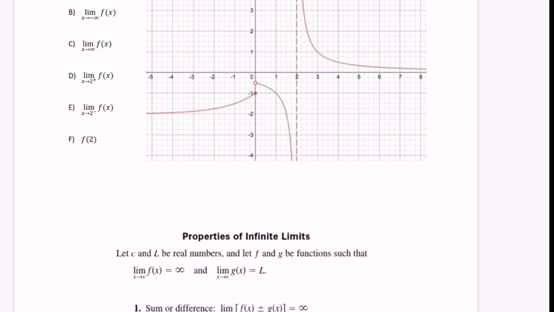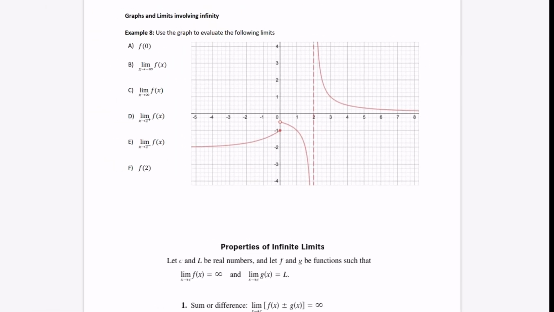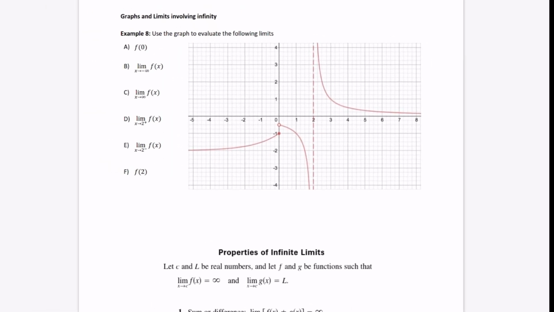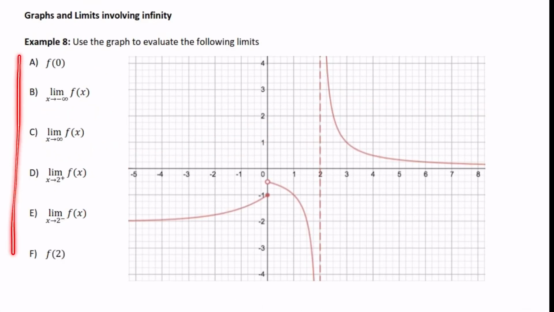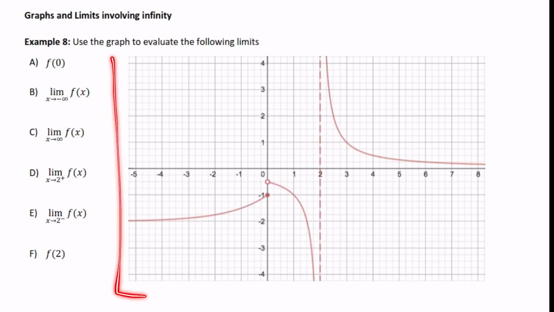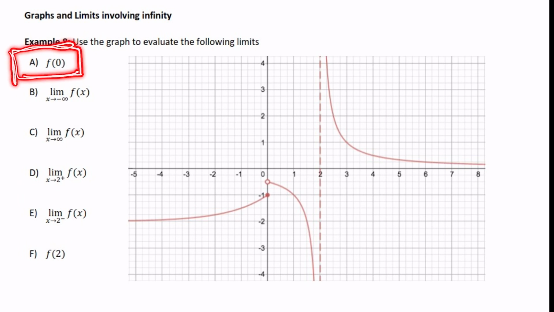Let's look at a graph dealing with limit as x approaches infinity. So here we have questions to answer and we have our graph of f of x. Use the graph to evaluate the following limits. The first one, A, says we should find f of 0. So we go to our graph and locate 0. And where do we have it shaded on 0? We have it shaded at -1. So it tells us that f of 0 equals -1.